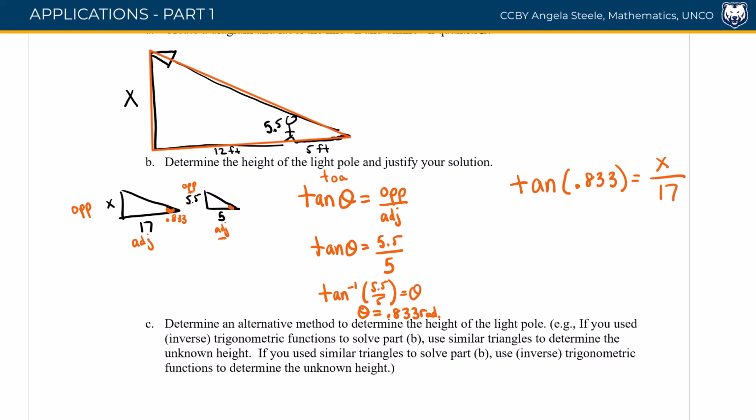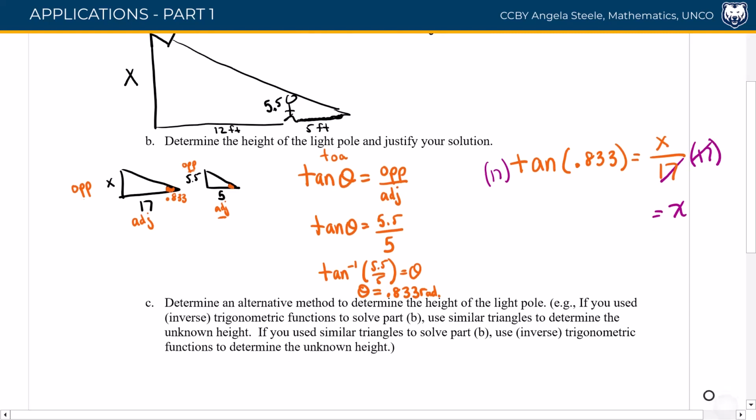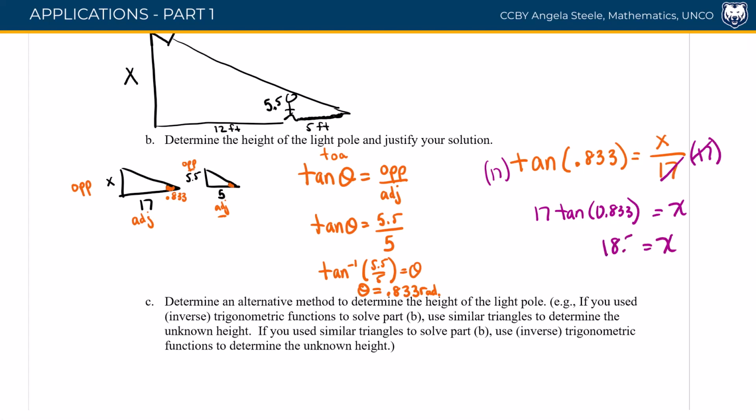Okay, when we go to solve this, we can multiply both sides by 17. Then the 17s on the right-hand side cancel, leaving us with just x by itself. And here we get x equals 17 tangent of 0.833. Then we can plug all of that into the calculator. When we do that, we get 18.7. So that means that the light pole is 18.7 feet tall.